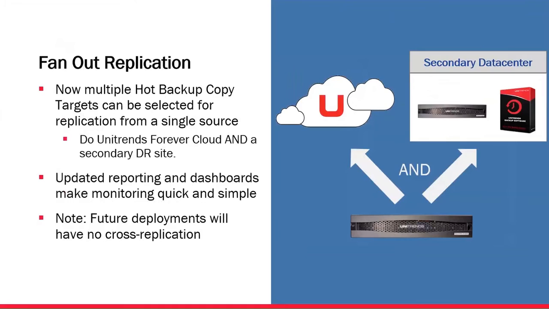Two major features. The first feature was fan-out replication. Now multiple hot backup copy targets can be selected to replicate to from a single source. For example, as I've pictured over on the right side, in my primary location I've got a Unitrends appliance. I can replicate that to the Unitrends Forever Cloud for long-term retention. And if I want to do disaster recovery at a secondary data center, I can do that as well. So you can send it either way, and do both of them. Instead of replicating to just a single target like before, you can now replicate to both of them.